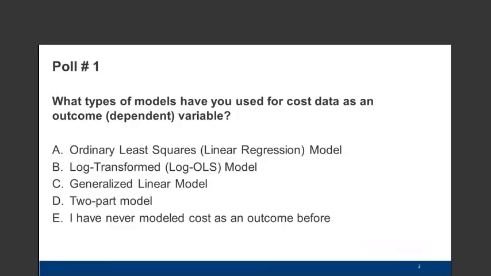That poll is now open, and the results are slowly coming in. So what types of models have you used for cost data as an outcome-dependent variable? Your choices are A, ordinary least squares linear regression model, B, log transform model, C, generalized linear model, D, two-part model, and E, I have never modeled cost as an outcome before. The results have slowed down, so I am about to close that poll.